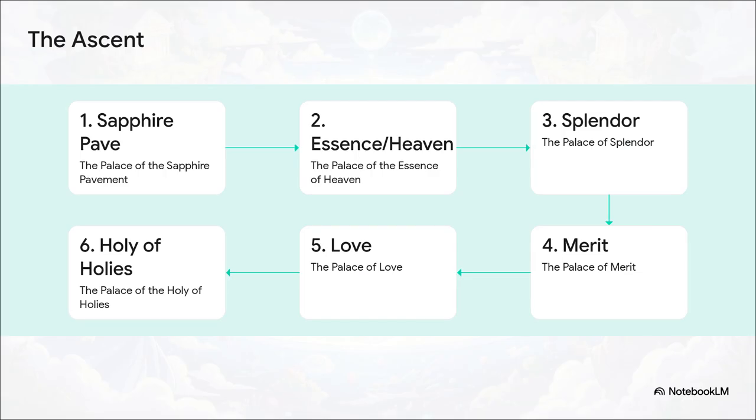We started with the palace of the sapphire pavement, the gateway. Then we moved to the palace of the essence of heaven, a place of pure clarity. Then into the palace of splendor, the source of prophecy. From there to the palace of merit, the great court of cosmic justice. This leads to the palace of love, unconditional compassion. Higher still, the palace of divine will, where our prayers find their way. And finally, the innermost sanctuary, the palace of the Holy of Holies, the point of direct union.